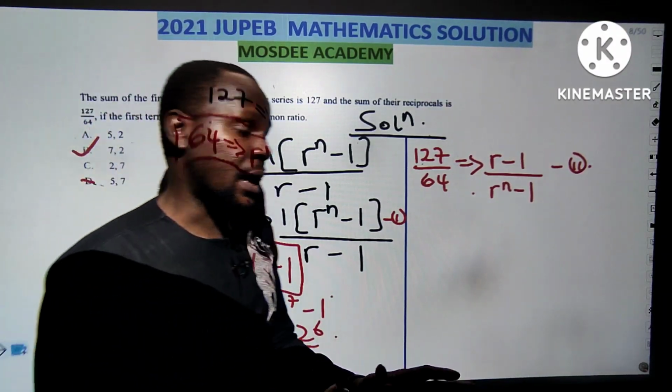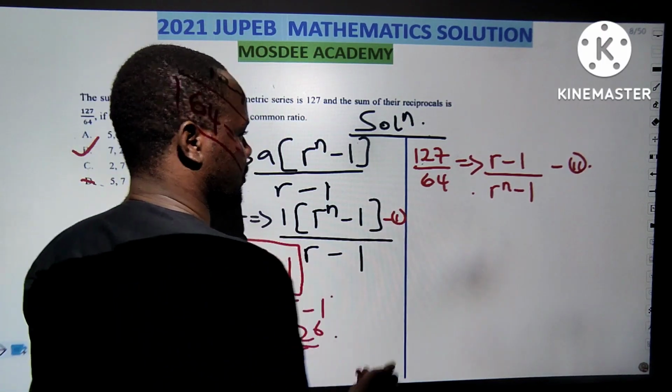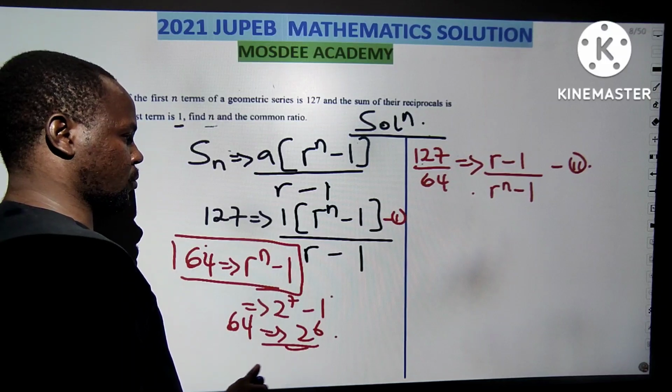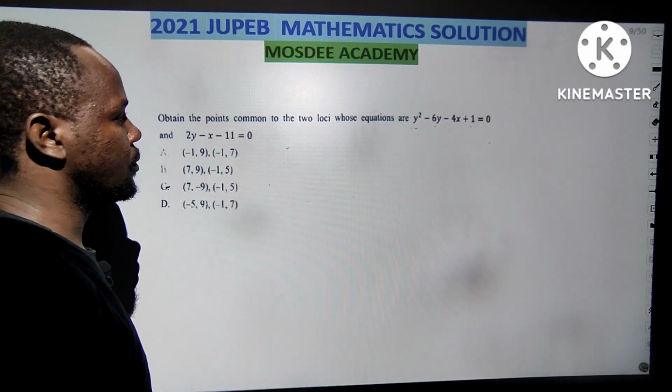But if you want to go by the long method, it's simple. Solve equations 1 and 2. Just try to cut it out and look at what is left. Next question. Thank you, admin.